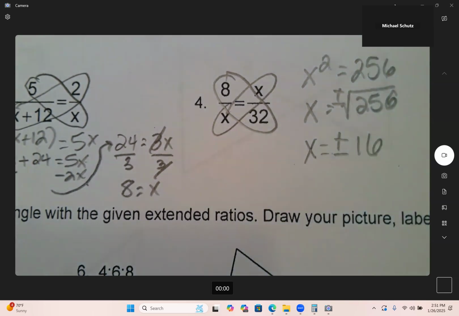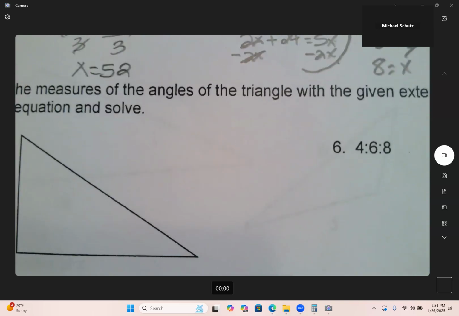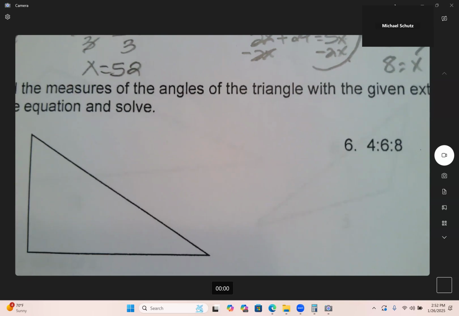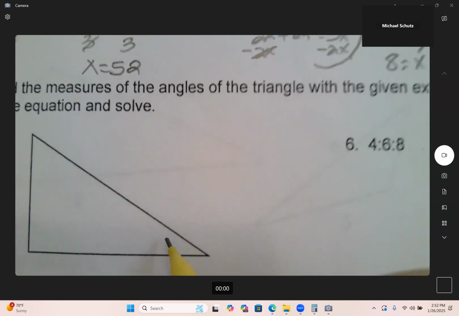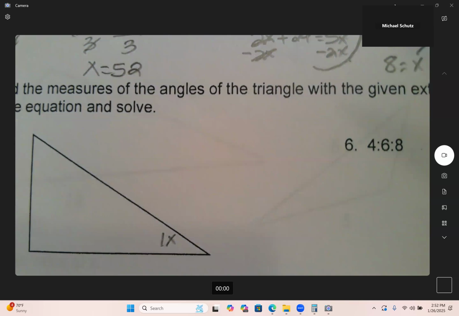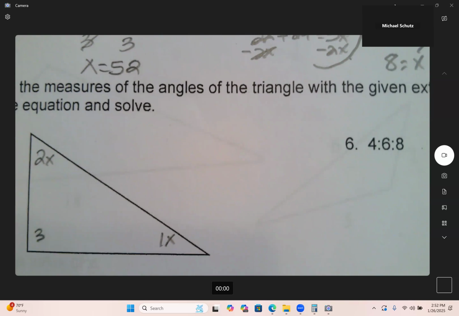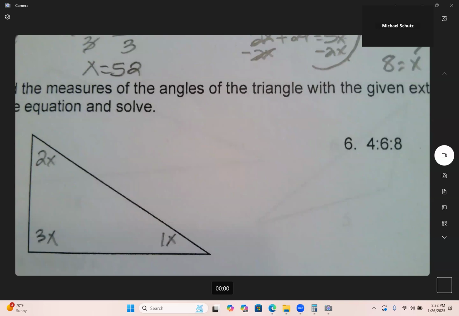All right, let's continue on now. Now we'll get into more of the geometry problems. It says for problems 5 and 6, find the measure of the angles of the triangle with the given extended ratios. Draw your picture, label your angles, and set up the equation and solve. So if the ratio of the angles is 1 to 2 to 3, then the three angles are 1x, 2x, 3x. So that is how we set this up.